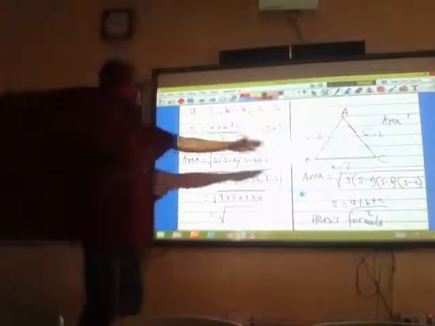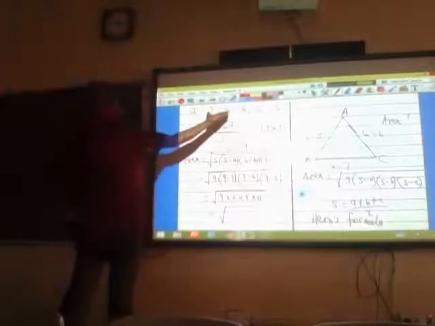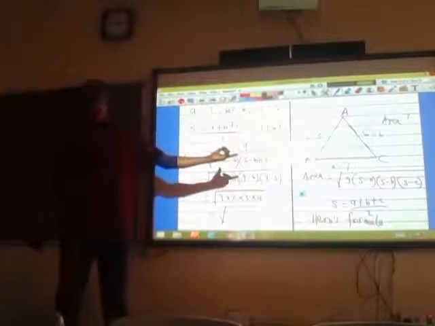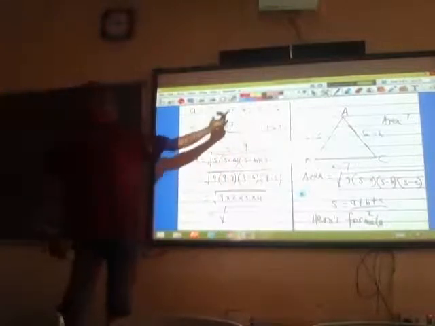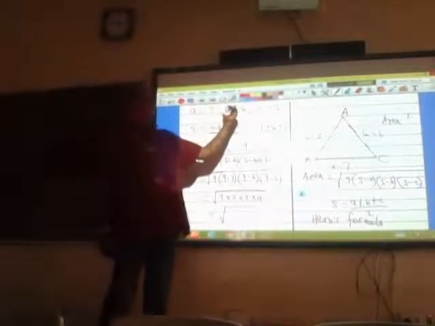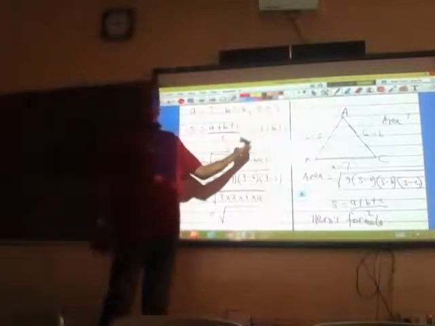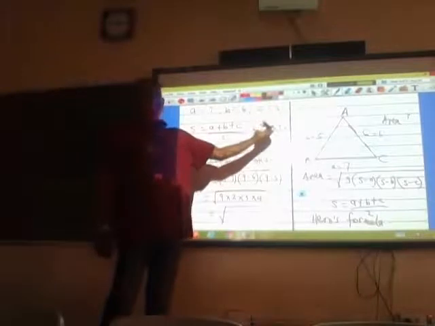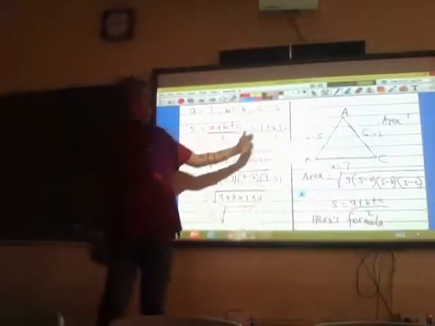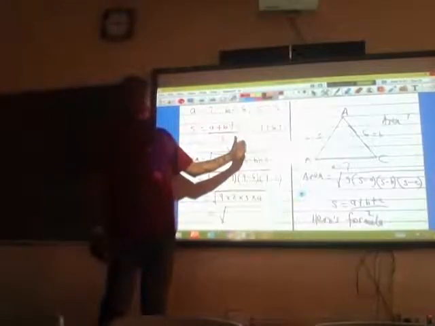So, A is 7, B is 6, C is 5. Find the area. You first have to get the value of S. S is A plus B plus C over 2. That is 7, which is A, plus 6 plus 5, all over 2. 7 plus 6 gives you 13, and 13 plus 5 is 18. 18 divided by 2 is 9. That's how I got S to be 9.